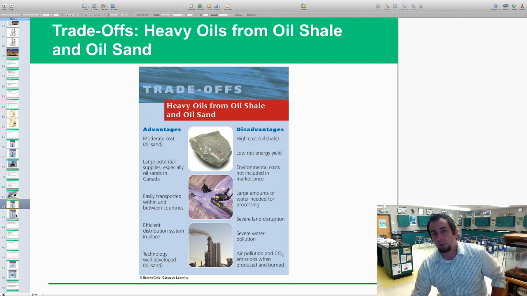But those are options for oil. If we stick with it, that's where we're going to be at as far as our last-ditch effort with oil. But that's it for this section of Chapter 15, and we'll talk next about natural gas.